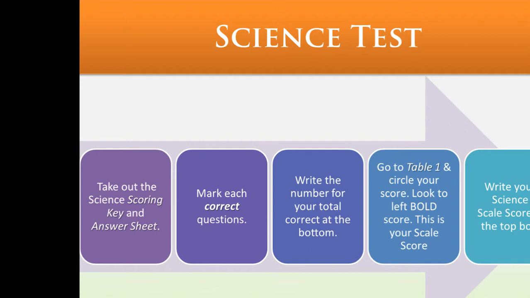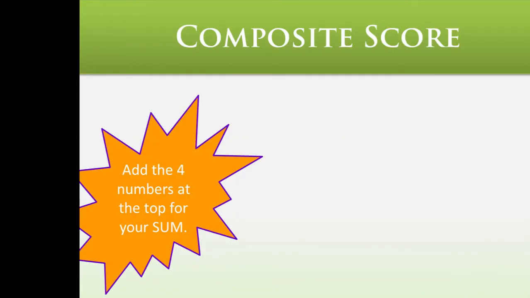Go over to table 1. Go down on the science. Circle your number of correct questions. This, just like the reading portion, had 40 questions answered in 35 minutes. Look left, find the bold scaled score, put this at the top of table 1. The next step, and we do this on table 1, is to find out your composite score. That's really your final ACT score, and this is what most colleges are simply going to look at.